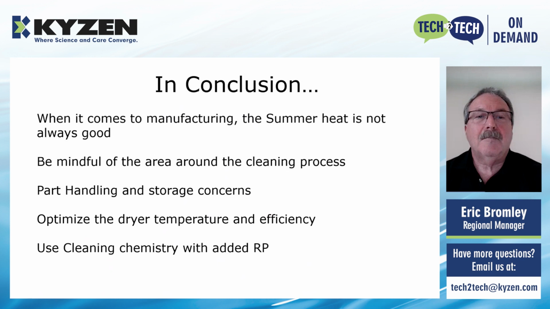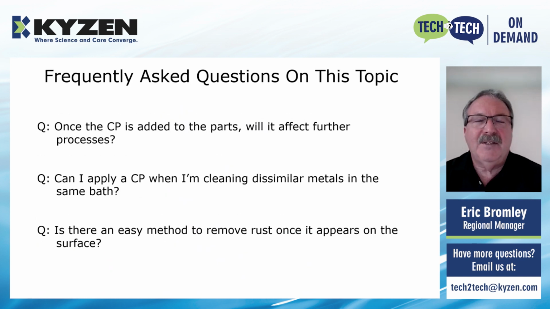So some of the frequently asked questions that we get on this topic is, once the CP is added to the part, will it affect further processes? Generally, the answer is no. It doesn't affect anything as far as fitment issues or any kind of further machining, or if you're doing any kind of further processes to the parts. If you are checking the parts for size and you're using very sensitive micrometers and things of that nature, sometimes the CP, depending on the percentage that it's on, can throw it off a little bit, but very rarely.